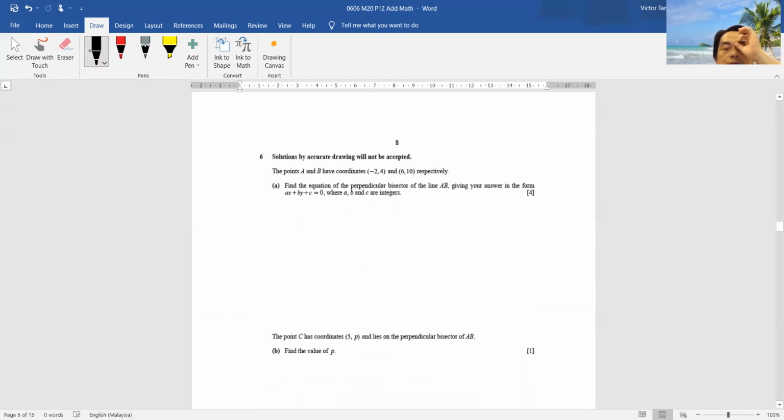Question 6. Points A, B have coordinates minus 2, 4, and 6, 10, respectively. Find the equation of the perpendicular bisector of AB, giving your answer in the form AX plus BY plus C equals 0.